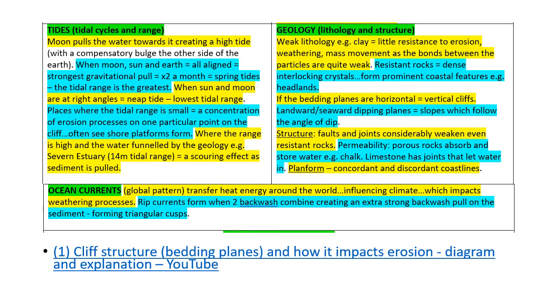Where you've got a small tidal range, you get a concentration of erosional processes. And this is often what forms the wave-cut notches, which go on to form the shore platforms. Where you've got a high range, so for example the Severn Estuary, or where you've got a funneled landscape, where you've got an inlet and all of that water is squeezed into a small space. So for example, the Severn Estuary has a 14-metre tidal range. You get a scouring effect as all of that water rushes in and pulls back out again twice a day.